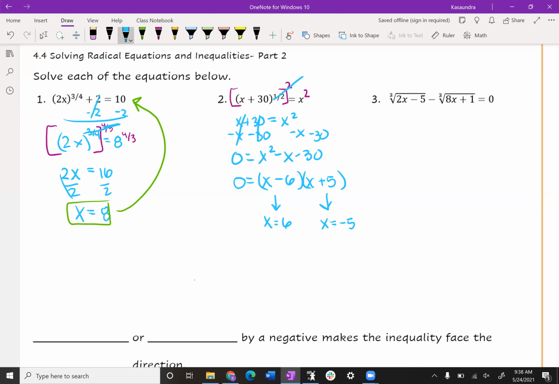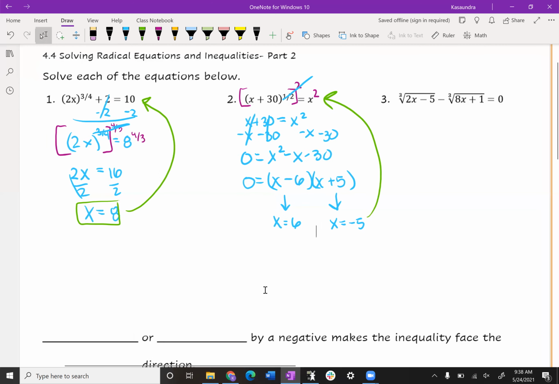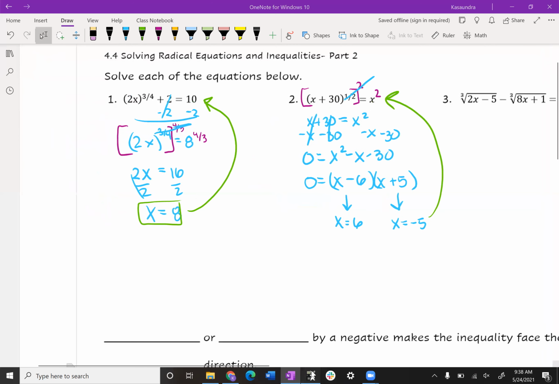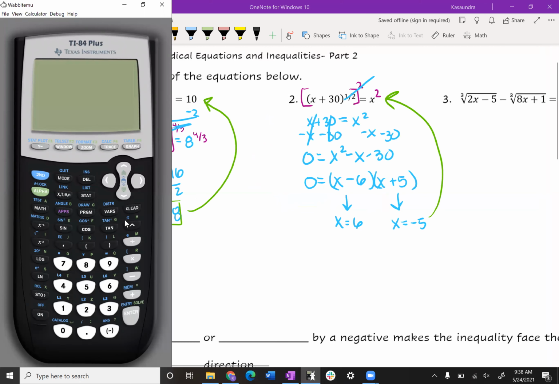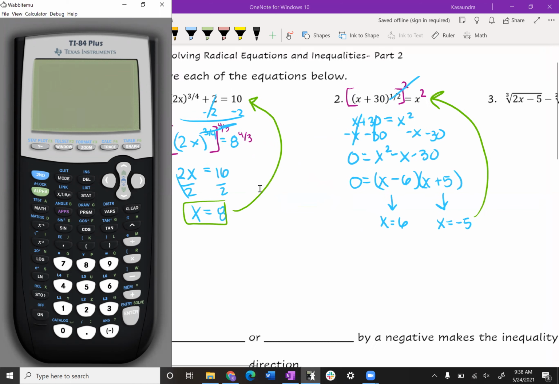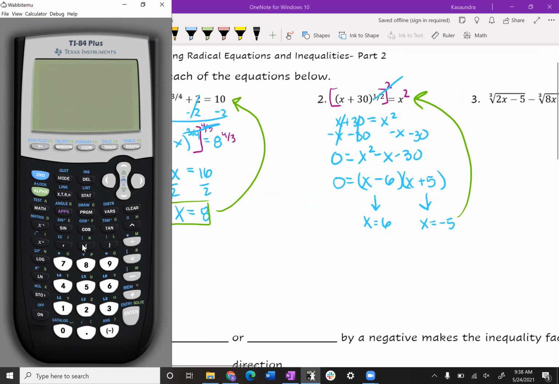Again, a reminder for 4.4 part 1, there was a possibility of having an extraneous solution. That's an extra reason why to check your answer. So let's see, if I check my answer on number 1, it was a 2 times x, which in my case would be a 2 times 8 to the 3/4 exponent. Okay, so that was an 8, and then plus 2 gave me the 10. So yeah, on number 1, that totally works.